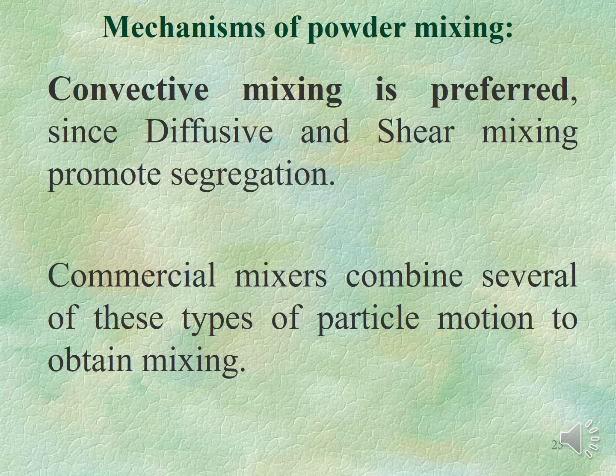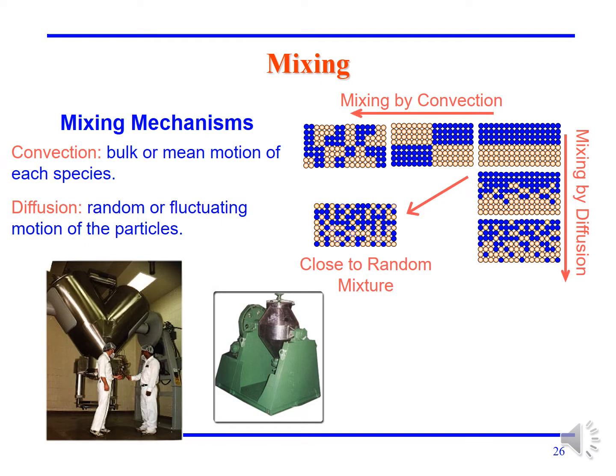All right. So convective, normally we prefer this because diffusive and shearing tend to promote segregation, because their movement is more like laminar, and also diffusion. But then in commercial mixers, what is available commercially, we will see that people are trying to combine any of these processes together so that you will get different types of mixing.